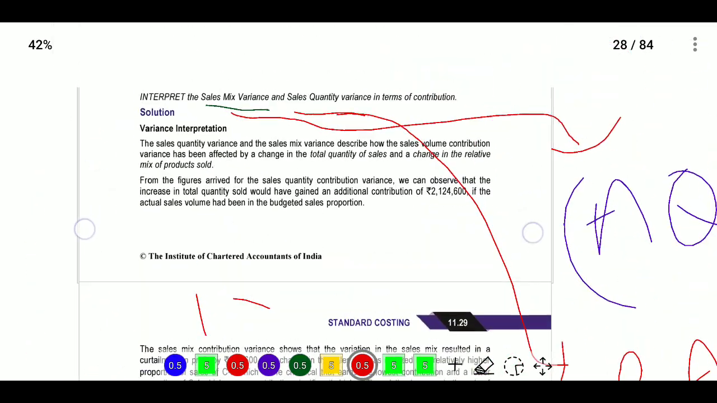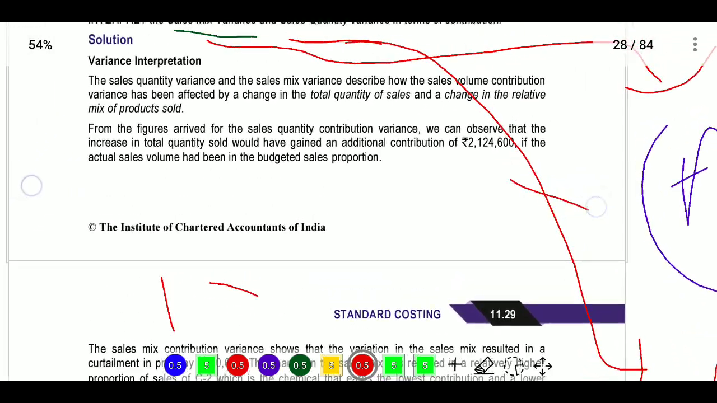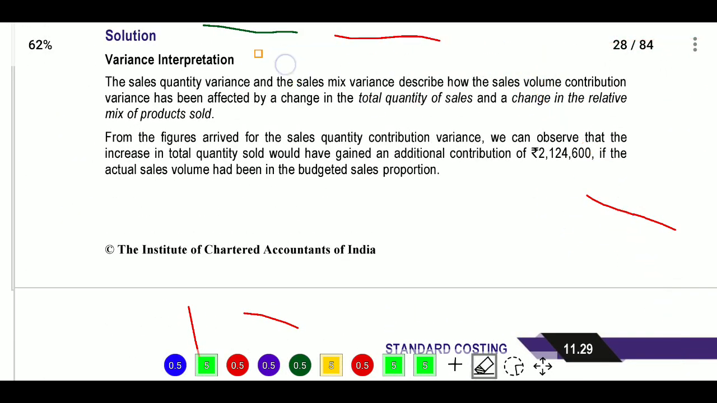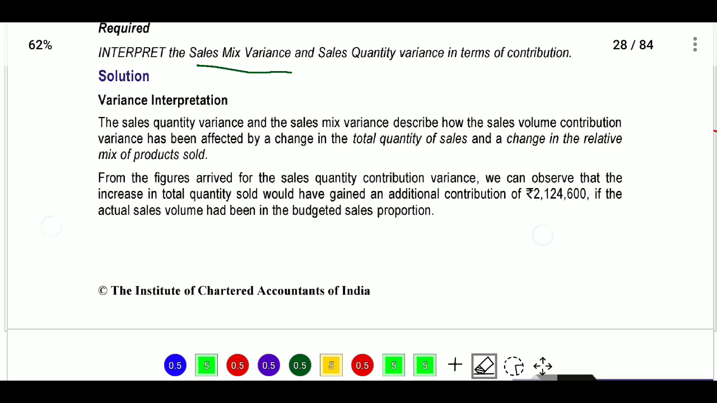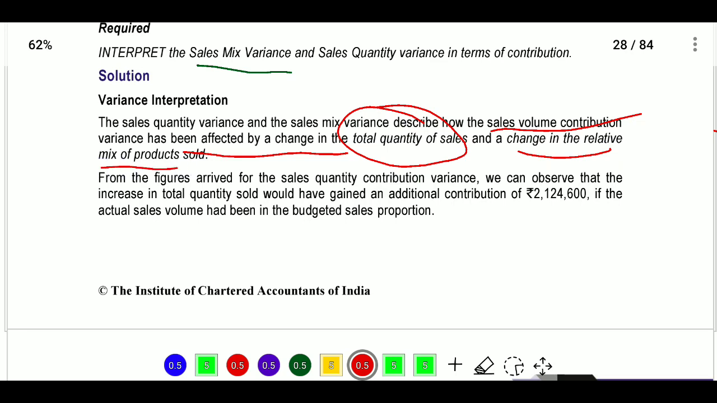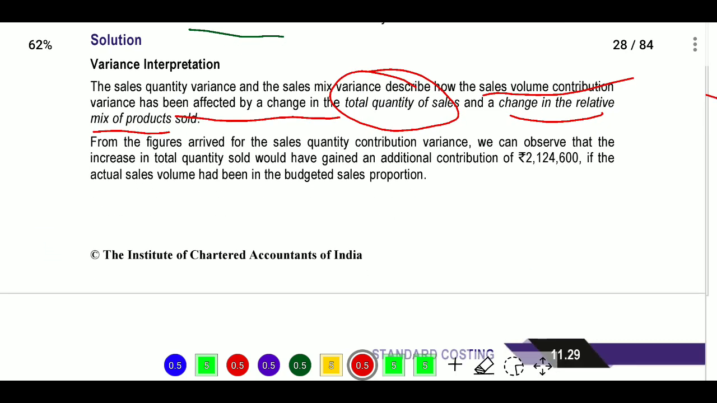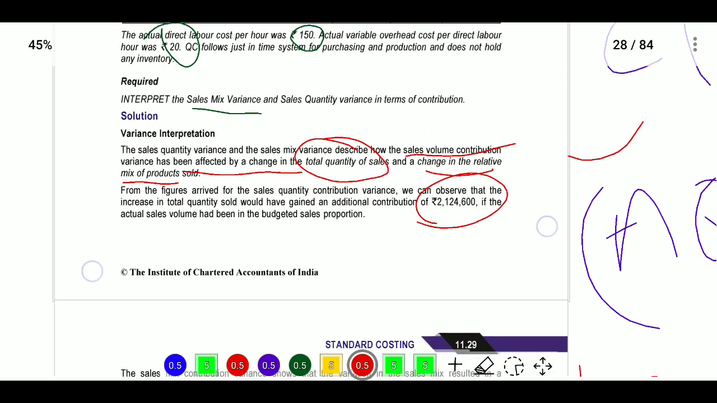Now we will reinterpret the variances. What interpretation is provided here? The interpretation is whatever we solved in the problem, and we will write the answer only. The sales quantity variance and sales mix variance describe how the sales volume contribution variance has been affected by the change in total quantity of sales and the change in the mix of product sales. Next, from the figures arrived at in the sales quantity contribution variance, we can observe that the increase in total quantity sold would have gained additional contribution of 21,24,600. So we got the additional contribution.